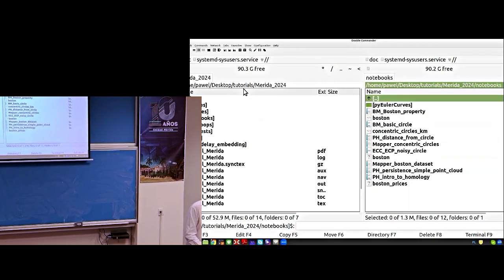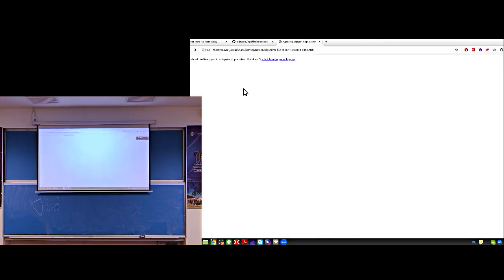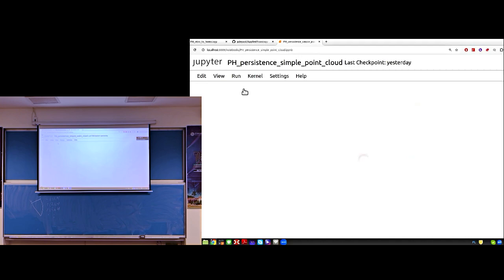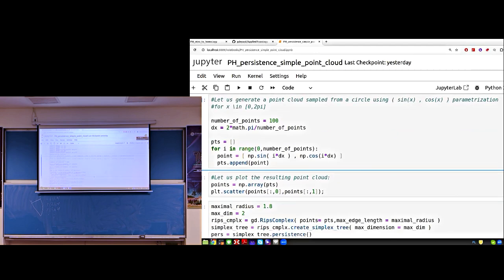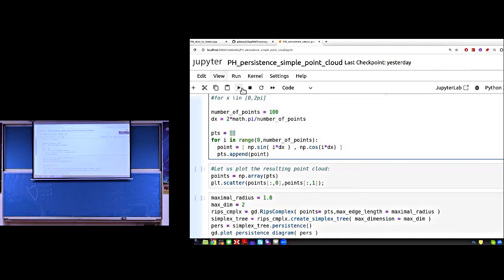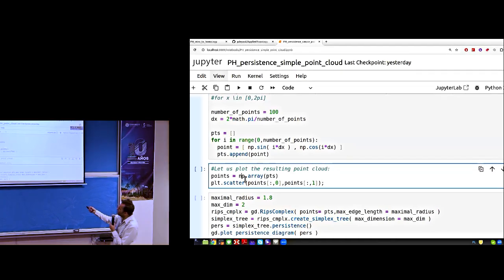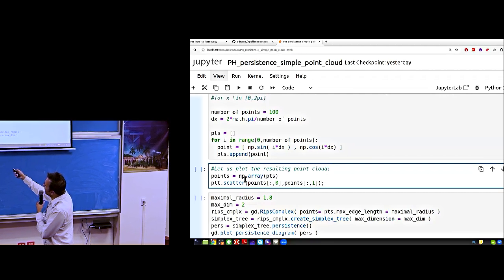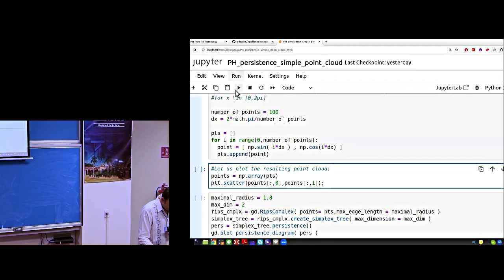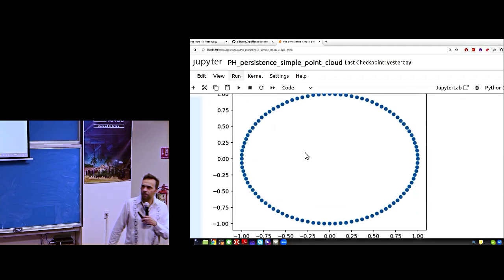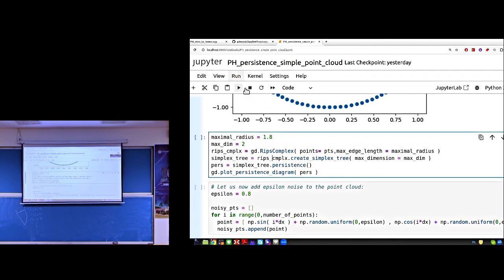We can just go ahead and open it. It's in one of the notebooks. There it is. So again, we can pip install gudhi. We get all this stuff. And what I'm doing over here is generating points from a standard parameterization of a unit circle. So I'm generating 100 points from a unit circle, and I can plot it for you. So here they are. And I can construct the Rips complex.